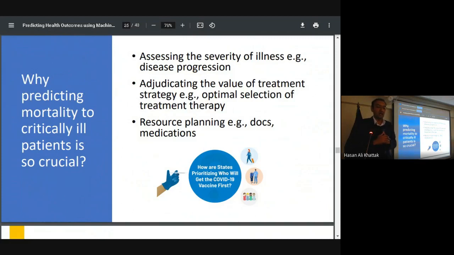Then there is the case of adjudicating the value of treatment strategy, like the optimal selection of treatment therapy based on the patient's condition and level, and physical health. And this kind of research would also help with resource planning, right? So you see in the wards, that's the example I was quoting again on the lunch table.